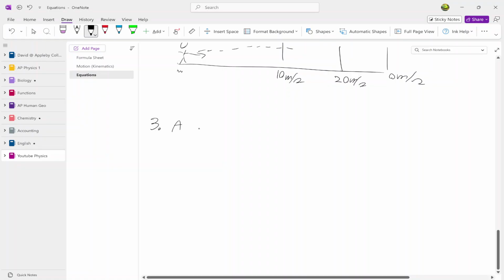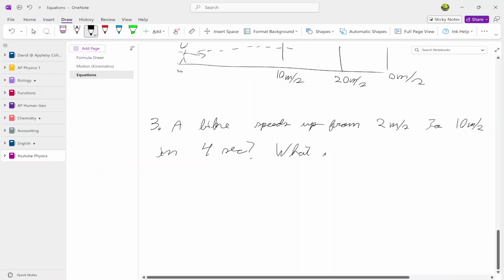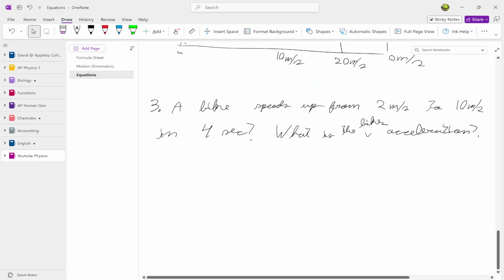So let's say a bike, just a bike you ride every day. It speeds up from like 2 meters per second to 10 meters per second in 4 seconds. What would be its acceleration? What is the bike's acceleration? All right, there you go.